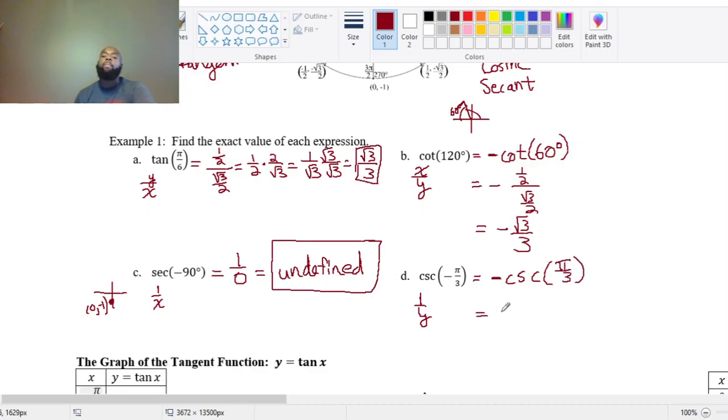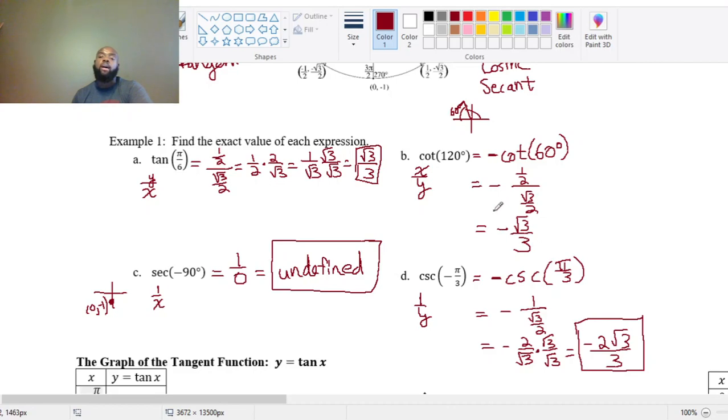Well, the y coordinate at pi over 3 is square root of 3 over 2. That means to do the reciprocal, when I divide by a fraction, you multiply by its reciprocal. So we have a -1 times 2 over the square root of 3. I don't have to write that negative. I multiply by the square root of 3 over itself, and I get -2 square root of 3 over 3. And so that is an evaluation of that cosecant function. All right. And so with that being said, we should be able to evaluate the other 6 trig functions.